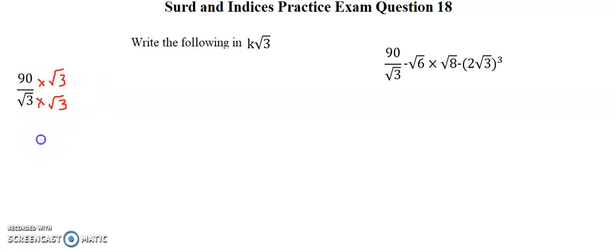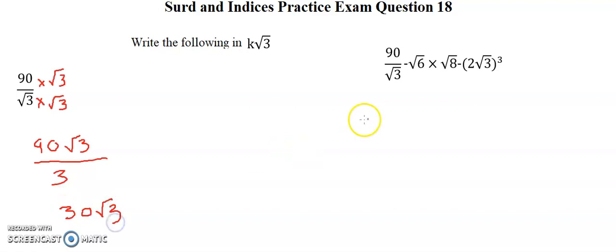So 90 square root 3, and then I've got square root 3 times square root 3 is 3. So 90 divided by 3 is 30. So it becomes 30 square root 3. So that's the first part I've simplified: 30 square root 3. Then I'm going to look at the next part.